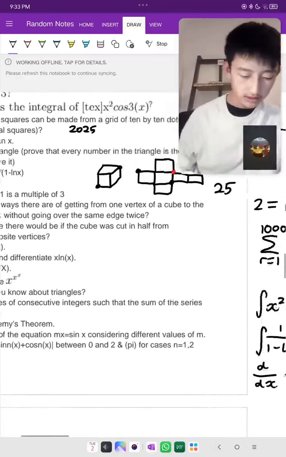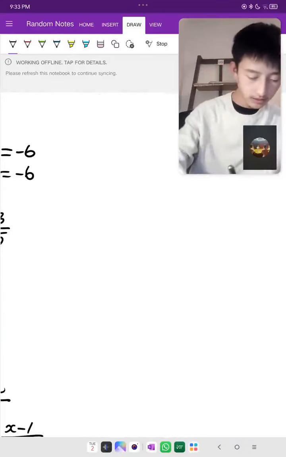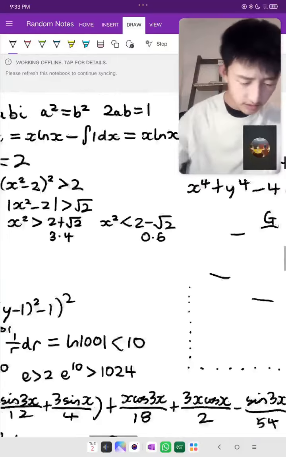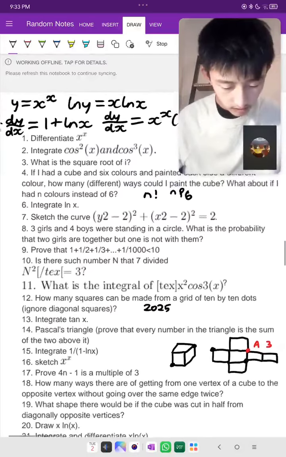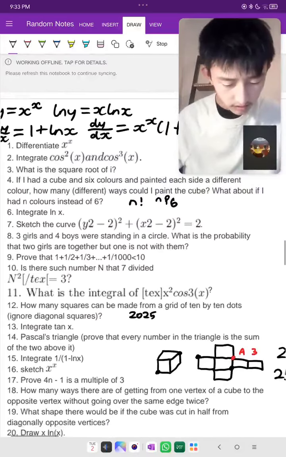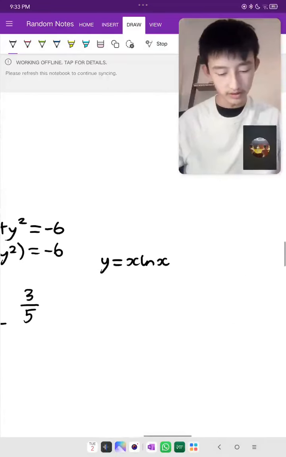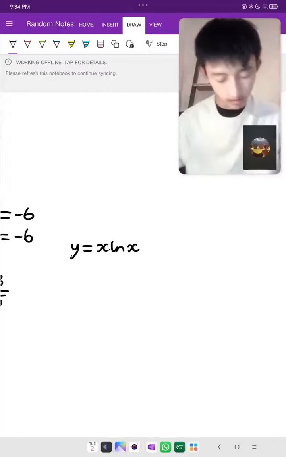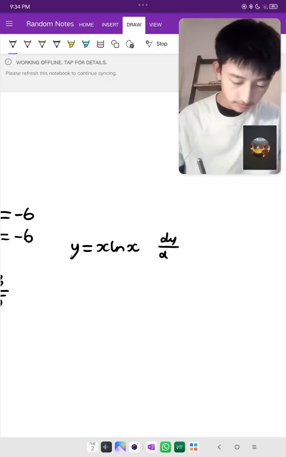Draw y equals x ln x. Let's do that somewhere over here. So, y equals x ln x. Have I already done something with this? I feel like I've already done something with this. Oh yeah, well the derivative of this is going to be 1 plus ln x, which might help.